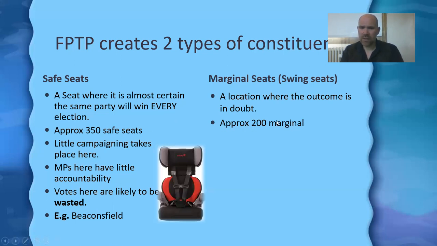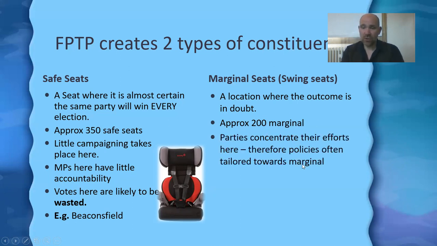You might be thinking to yourself, well, hang on a minute, that doesn't really add up to 600 or so seats. Fair point. It's because there's some seats that are kind of between the two. You wouldn't really call them safe and you wouldn't really call them marginal, but these are the seats where actually the general elections are fought. And this is where elections are won or lost, because these ones aren't going to change hands. These ones might. So parties concentrate their efforts here, and therefore policies are often tailored towards the marginal seats.